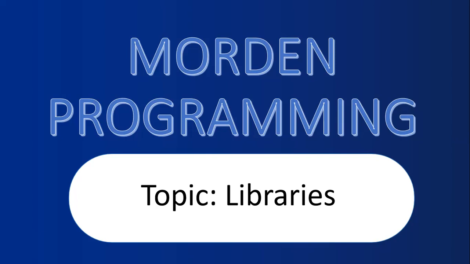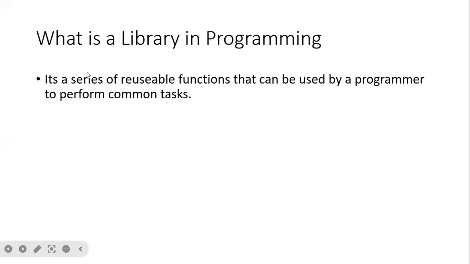So that means we are talking of libraries. What's a library? A library is simply a series of usable functions that can be used by a programmer to perform common tasks. So we have a lot of tasks in the real world. For example, in statistics, you cannot talk of statistics without talking of, let me say, average, standard deviation, and so on and so forth.